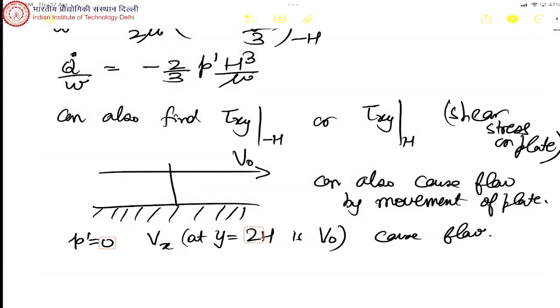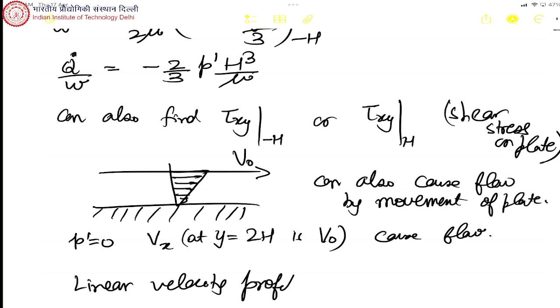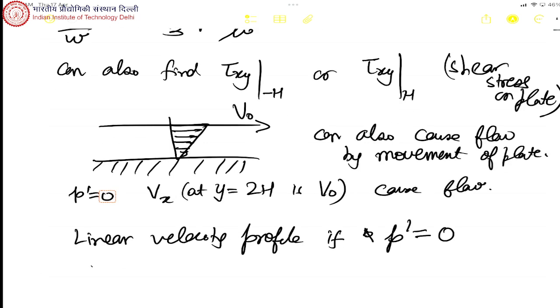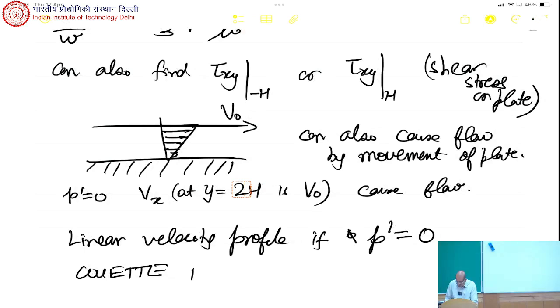So here what we get is, when we look at the velocity, if the bottom plate is fixed, we get a linear velocity profile if P prime is 0. And this flow is called Couette flow.